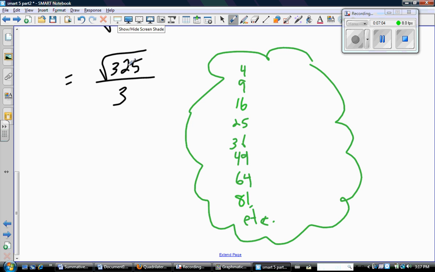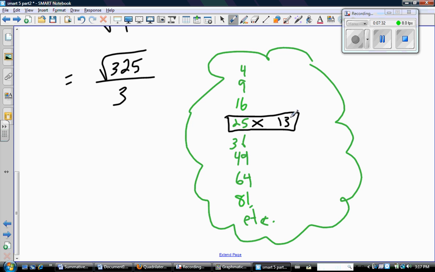My job when I'm reducing a radical is to find the biggest one of these that evenly divides into 325. So like, does 325 divide by 4? Or does it divide by 9 and so on? So this is where you take out your calculator, depending on your multiplication skills. You just press buttons and find out 325 divided by 4, 325 divided by 9. And you should discover that 325 divided by 25 is 13.